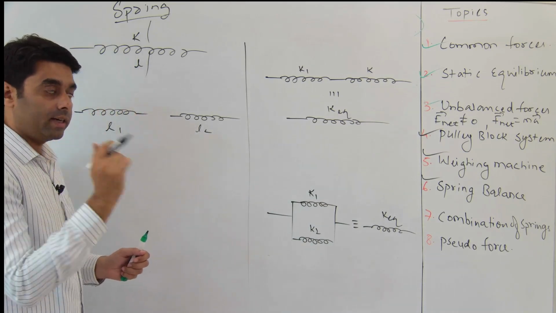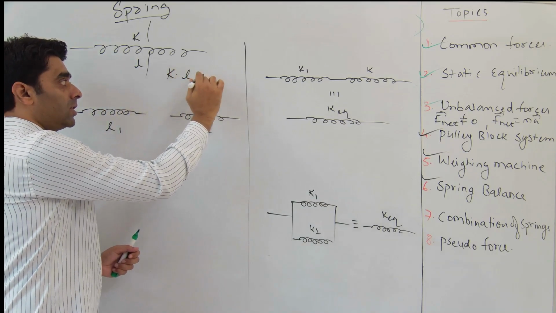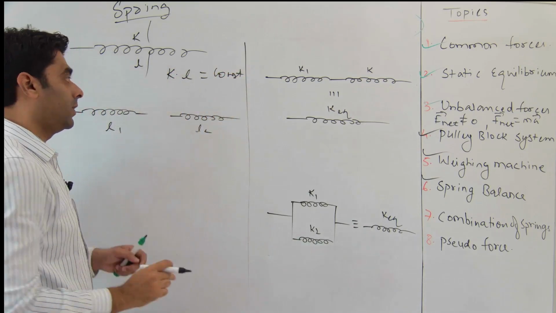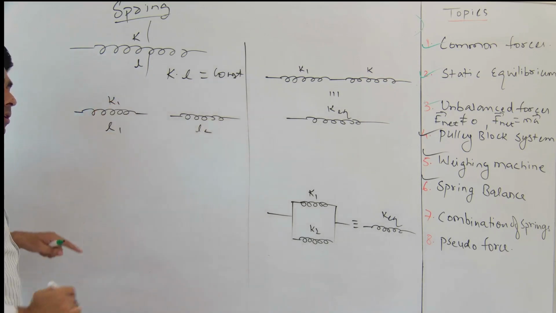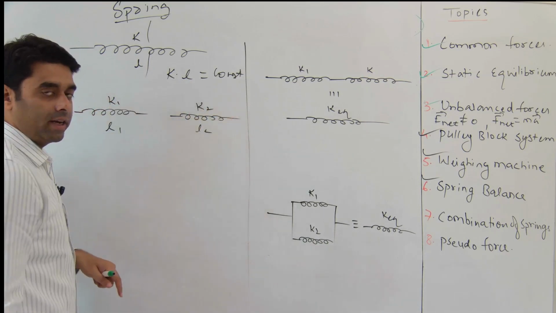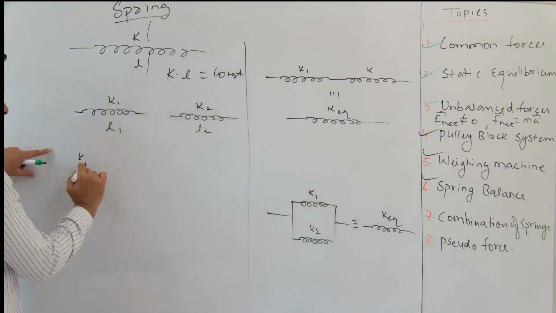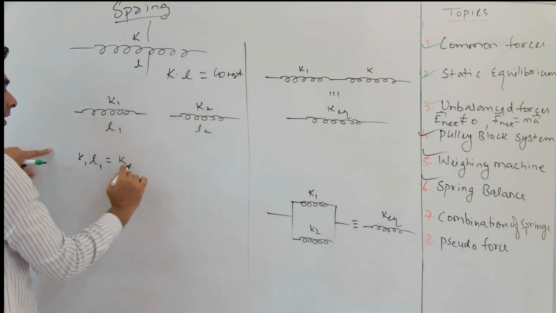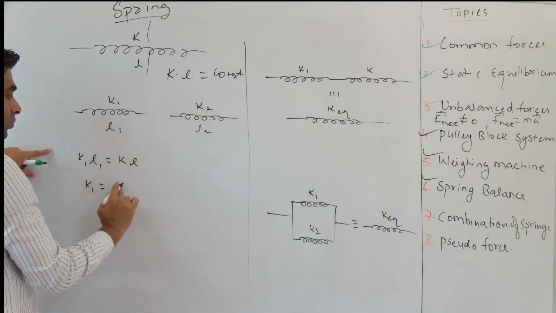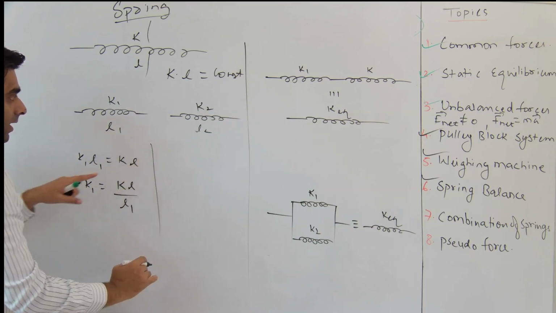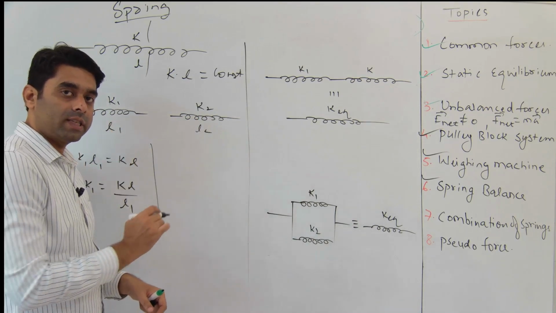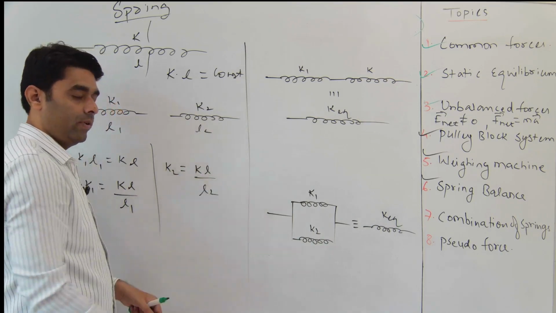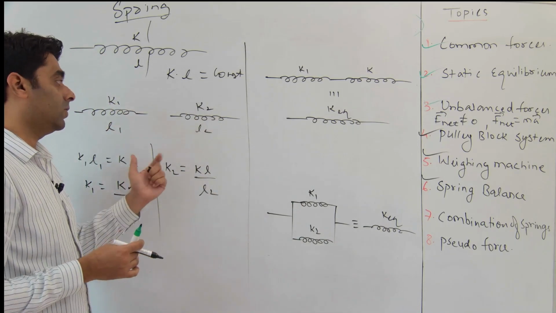What is the condition? The product of spring constant and length will be constant. So if this one has spring constant K1 and this one has spring constant K2, then because the product remains the same, K1 L1 equals K into L. So K1 equals KL by L1. Similarly, for the second one, the spring constant K2 will be KL by L2. This is how we find the spring constant for the parts when a spring is cut.